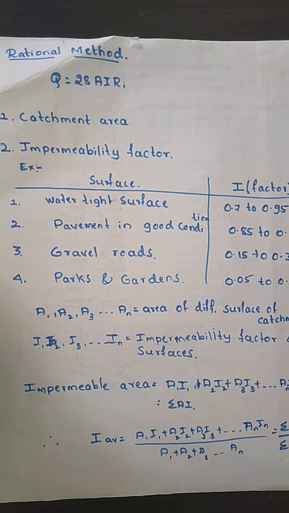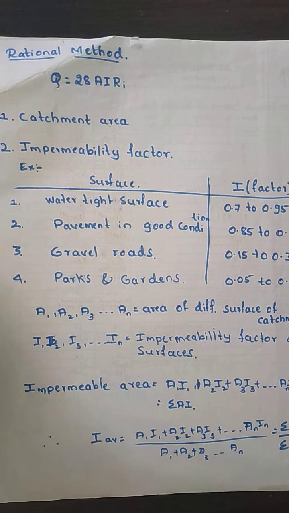So the average imperviousness, or the average impermeability factor, can be given by A1 I1 plus A2 I2 plus A3 I3 plus so on AN IN, divided by A1 plus A2 plus A3 so on AN. So it can be given as sigma AI divided by sigma A. So this is regarding the impermeability factor.